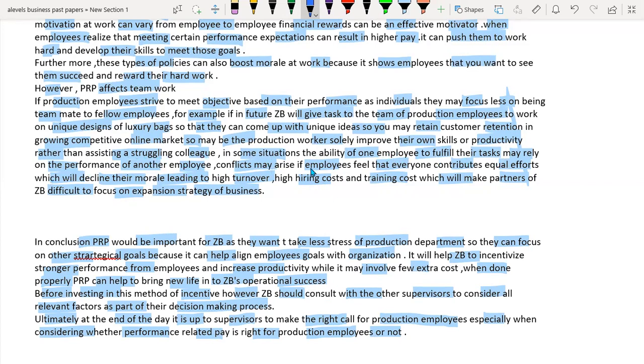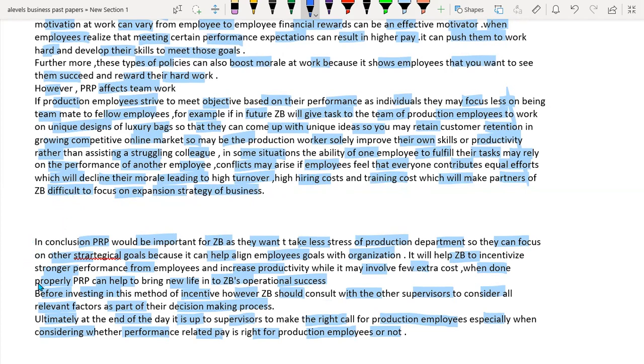So conflicts may arise if employees feel that not everyone contributes equal effort, which will decline their morale, leading to higher turnover. So I have made the change and I am linking it with the problems and with the objectives of the business, showing how this would create a negative effect on the business objectives. High turnover means high hiring and training costs, which will make it difficult for the partners of ZB to focus on their expansion strategy, because this is the main focus of the ZB business nowadays.